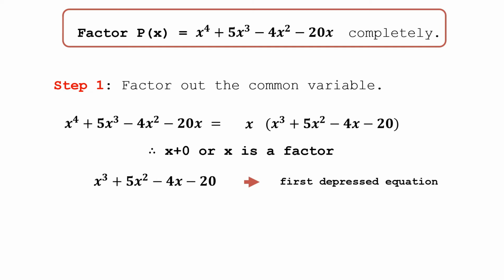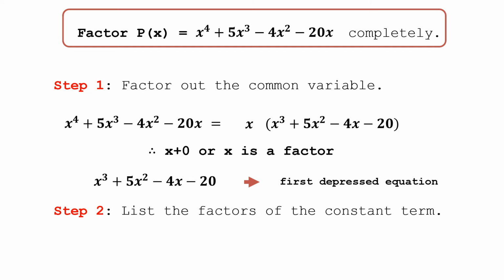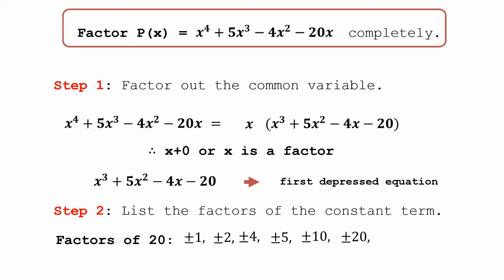Now that we have the first depressed equation, you can see that we already have a constant here. That means we can already use the steps that we used in the previous video discussion. So the second step is to list the factors of the constant term of our first depressed equation. Our constant term here is 20. So here are the factors of 20: positive and negative 1, positive and negative 2, positive and negative 4, positive and negative 5, positive and negative 10, and positive and negative 20. These are the factors of the constant term in the first depressed equation, which is 20.